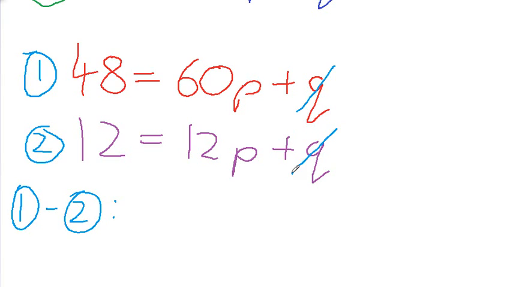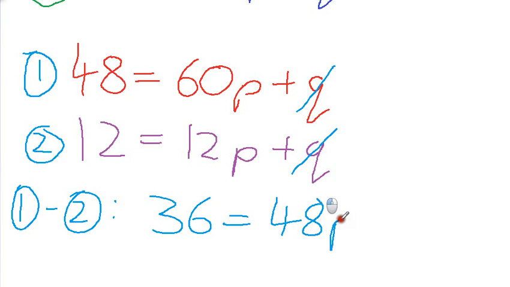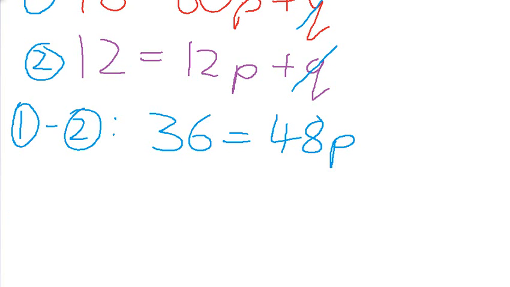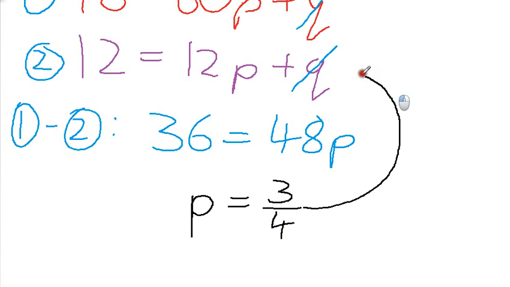So 48 minus 12 is 36. And that is going to be equal to 48P. Then P is therefore going to be equal to 3/4, if we divide both sides by 48, that's what we get. And then we can plug that back in up here to get our Q.